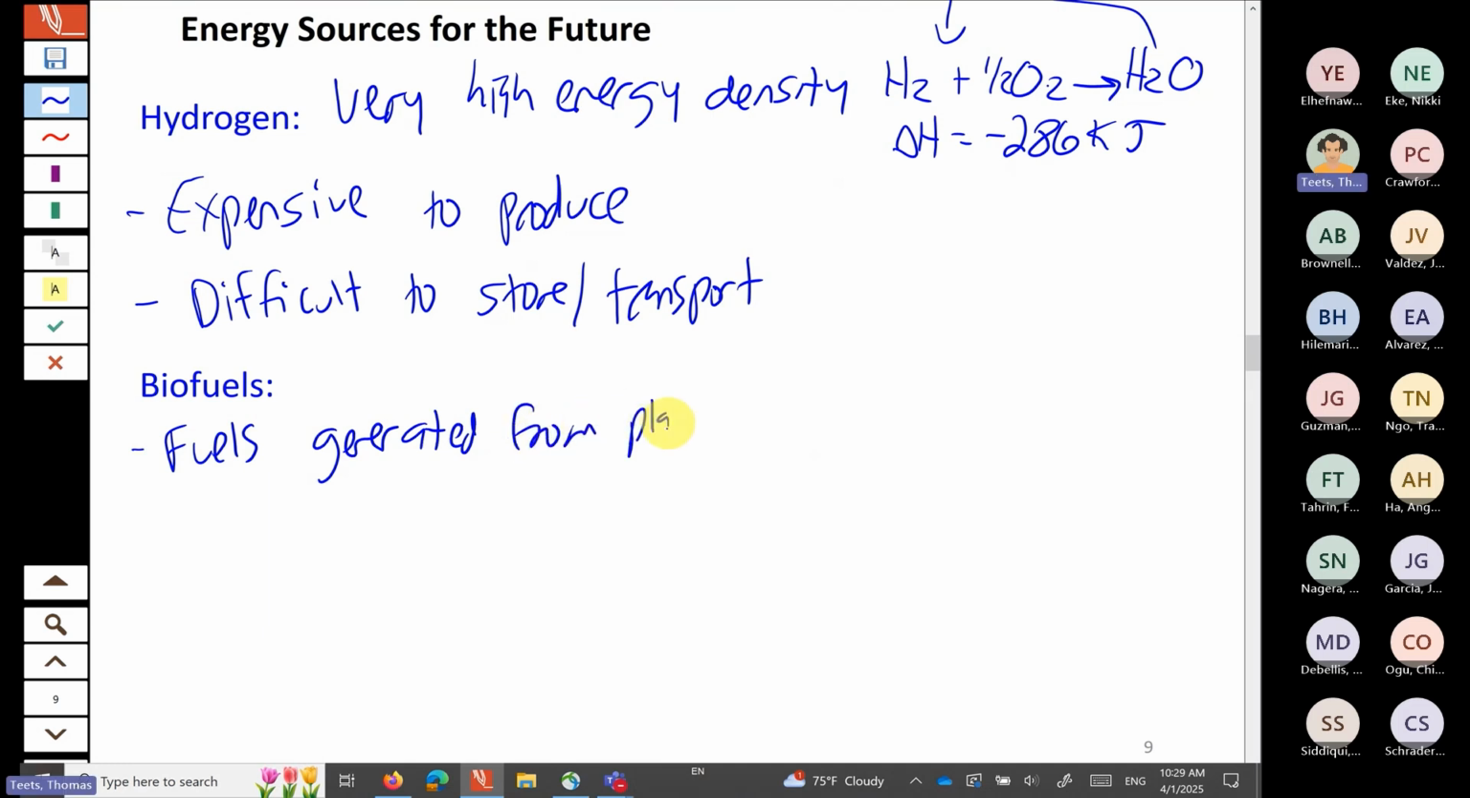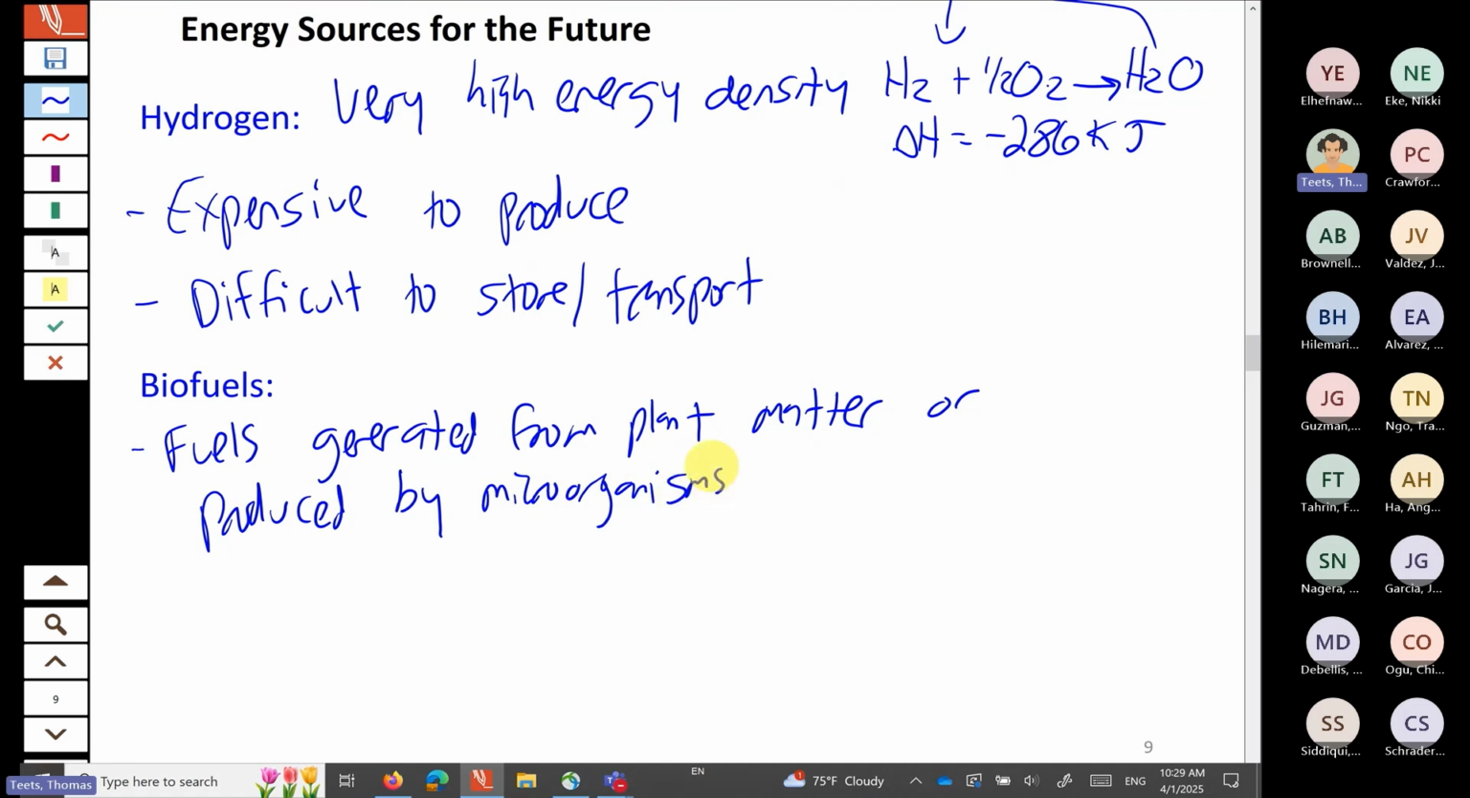So there's all kinds of methods for genetic engineering or just for processing of plant matter that allows you to extract fuels from them, seed oils or other types of things that we'll talk about a little bit. Or you can get microorganisms to make fuels as well by re-engineering them a little bit. So those are fuels that are produced by plant matter or microorganisms.